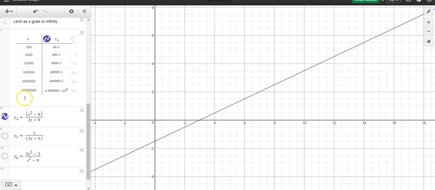In other words, as x gets bigger and bigger, so x is not getting close to a number, as x is getting bigger and bigger and bigger, y is not getting close to any particular number, so there is no limit as x goes to infinity.